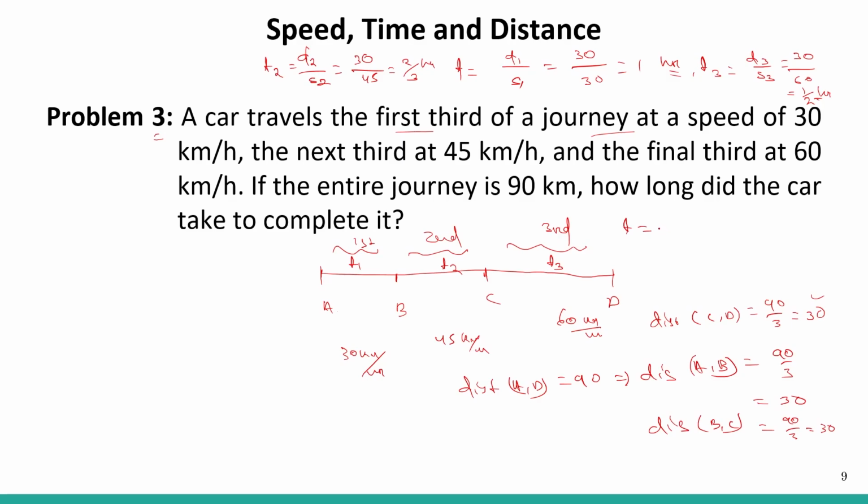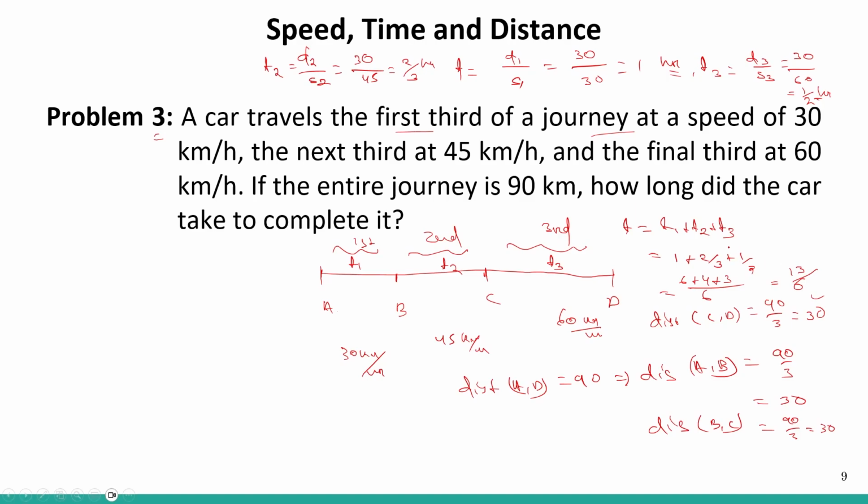The total time T is equal to T1 plus T2 plus T3. So this will be equal to 1 plus 2 by 3 plus 1 by 2, which is 6 plus 4 plus 3 over 6, equal to 13 by 6. So it will take 13 by 6 hours to complete the whole journey.